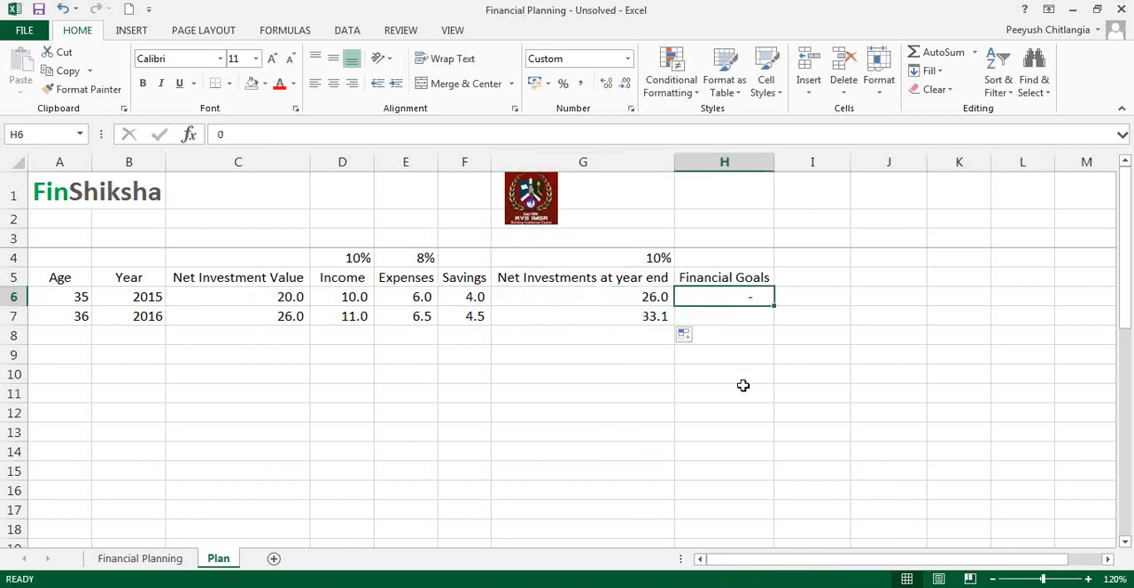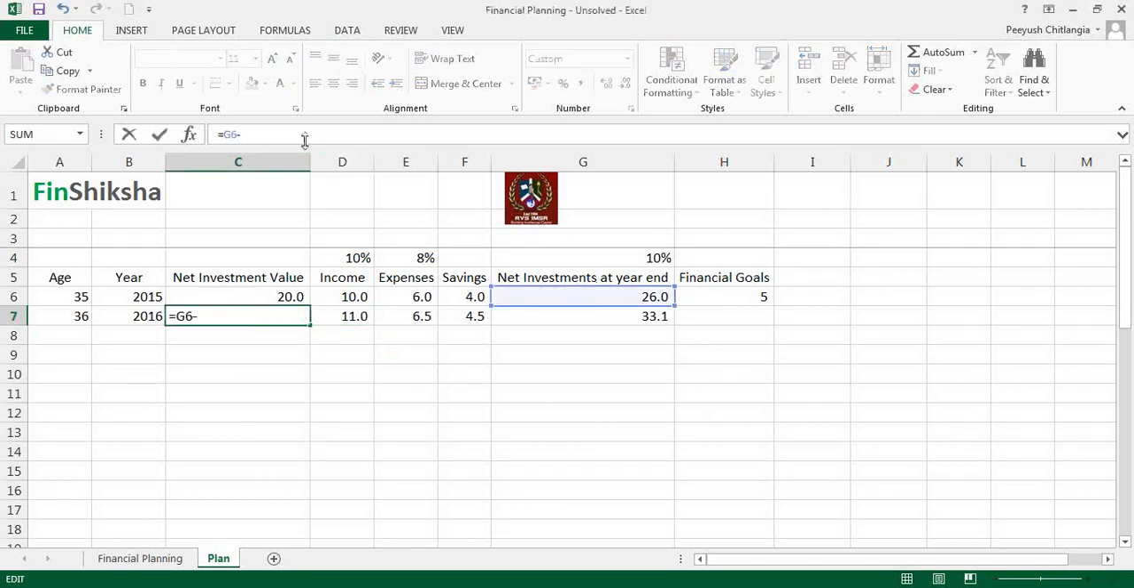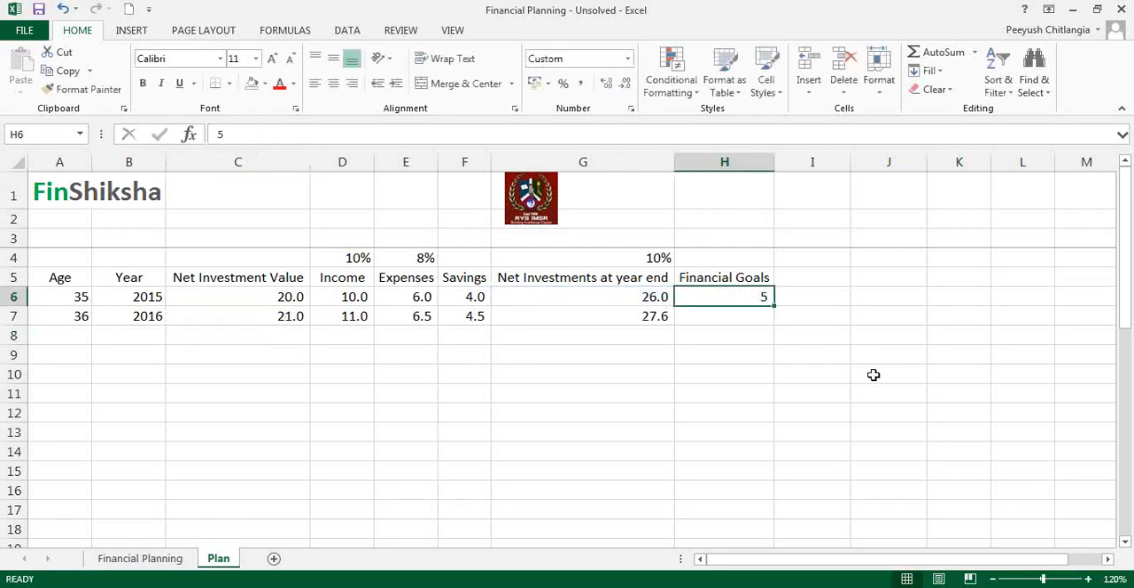One thing that we missed out is, let's assume there was a financial goal of 5 lakhs here. If there was a financial goal of 5 lakhs here, I should not have begun the next year at 26. This should have been 26 minus 5, right? So let's incorporate this formula as G6 minus the financial goal, whatever it is. Now here, there is no financial goal, 0.